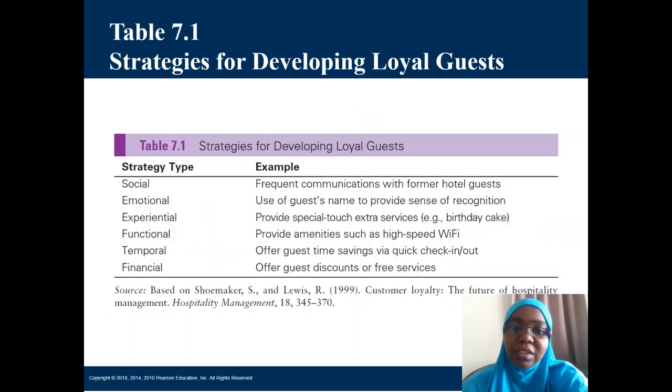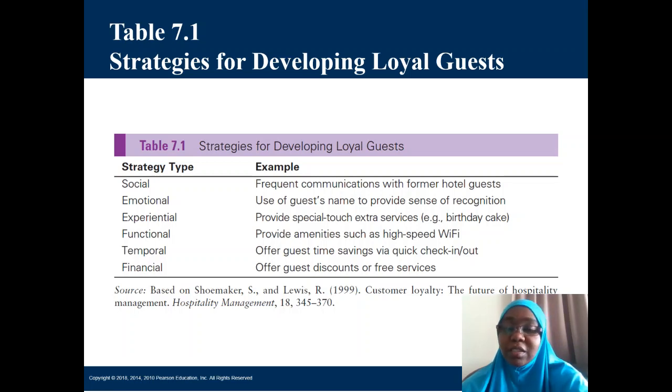So here are strategies for developing loyal guests. Don't forget that I mentioned earlier that it's very important for hotels or accommodation providers to retain their existing customers and as well attract new ones. Retaining existing customers requires gaining their loyalty. And how do accommodation providers gain their loyalty? What are the strategies they use to develop their loyalty?